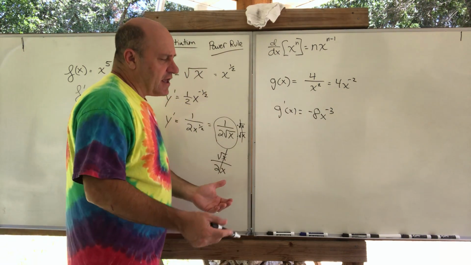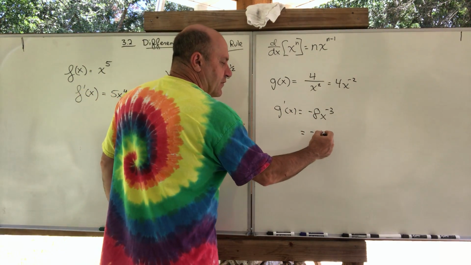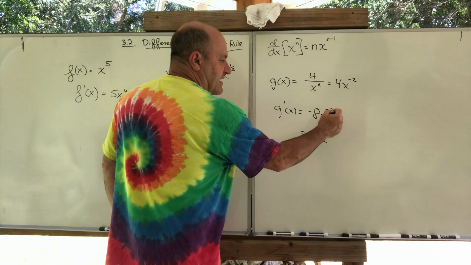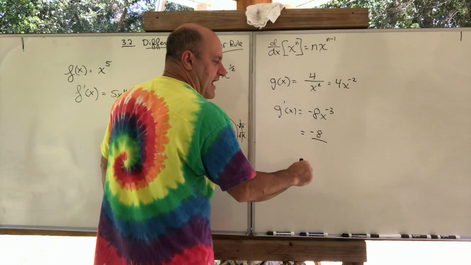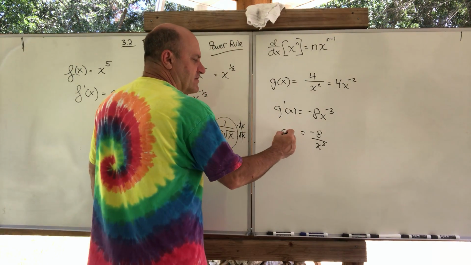There it is. Again, with a negative exponent, maybe you want to rewrite that, clean it up, so to speak. Drop the x to the negative 3 into the denominator, not the 8. The power is on the x, and we drop that into the denominator. So there's the derivative.